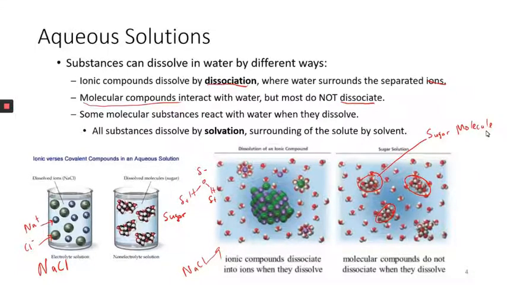So how do you tell the difference between the two of them? Well, the salt solution here will conduct electricity because it has ions in it, and it's also known as an electrolyte. And the sugar one will not.